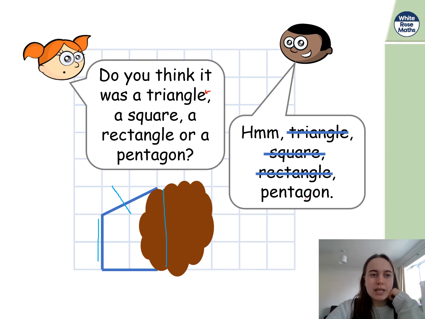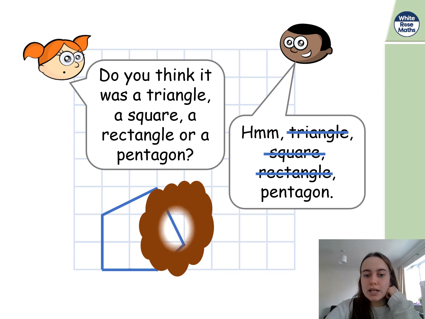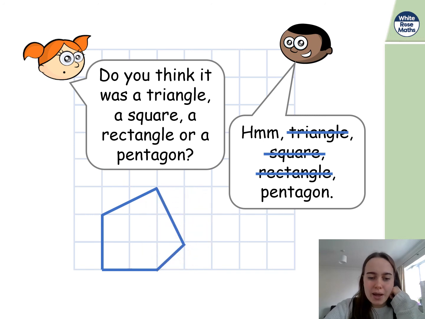And how about a pentagon? What do you think? A pentagon, remember, has 5 sides. Do you think that could be a pentagon, this shape? Let's have a look. There we go. It can be a pentagon. Remember, it's got 1, 2, 3, 4, 5 sides. So it is indeed a pentagon. Well done if you managed to guess that at home.